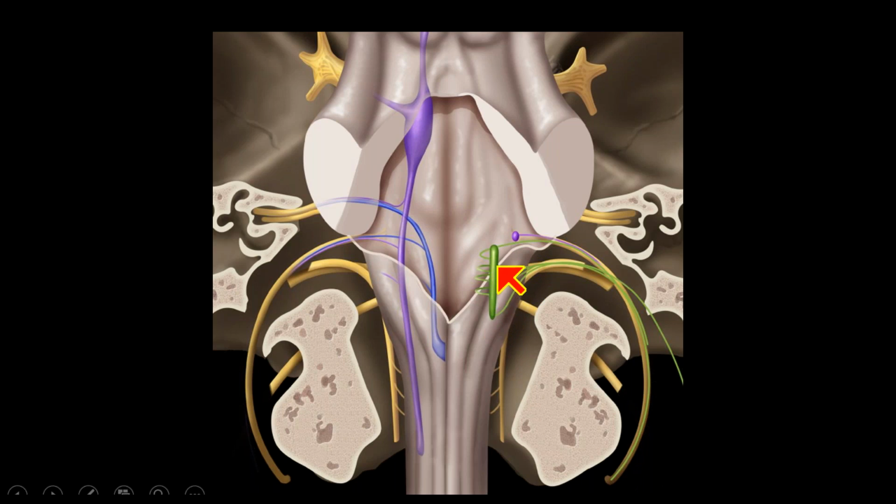And the nucleus ambiguus has a little nerve that goes to the stylopharyngeus with 9. And the inferior salivatory nucleus is that parasympathetic innervation of the parotid. Now, on the other side, we have the afferent nuclei.